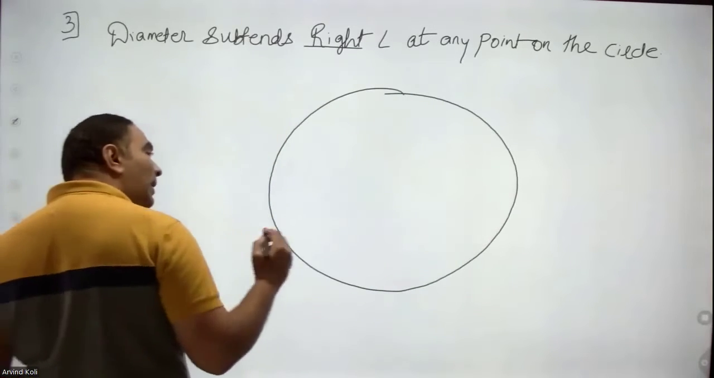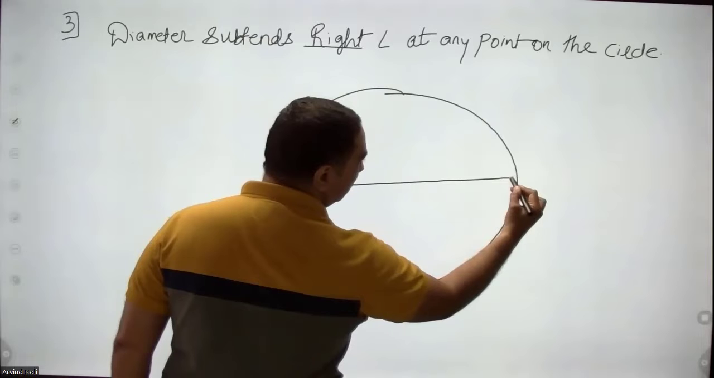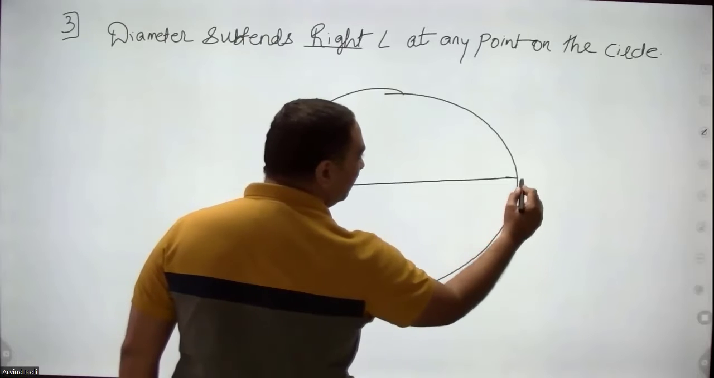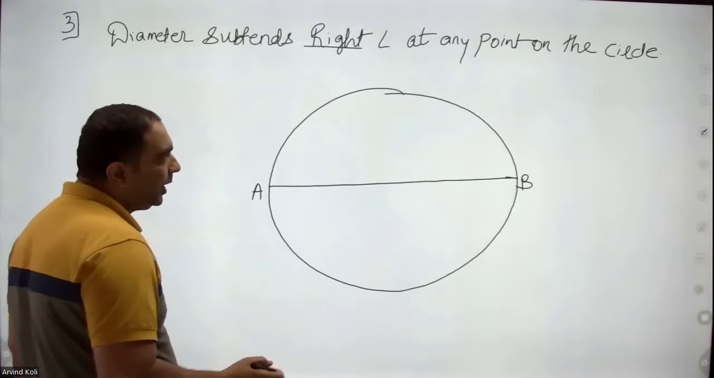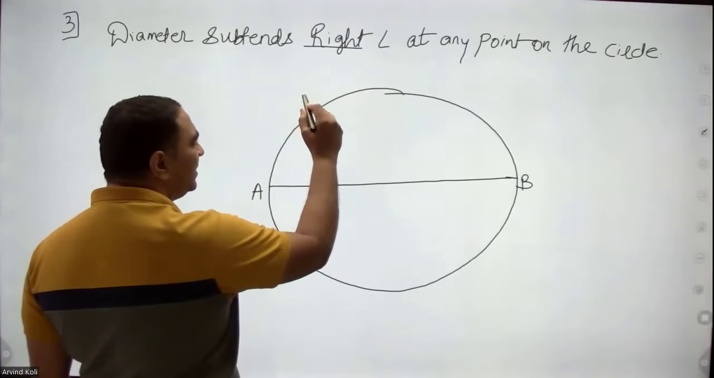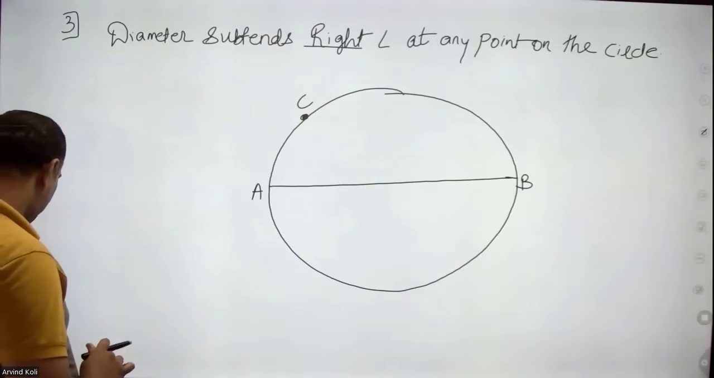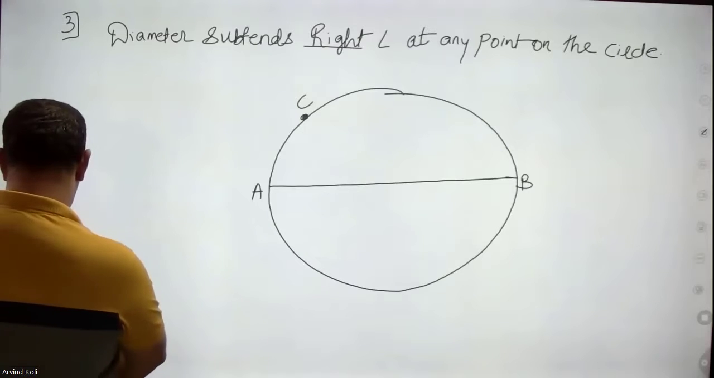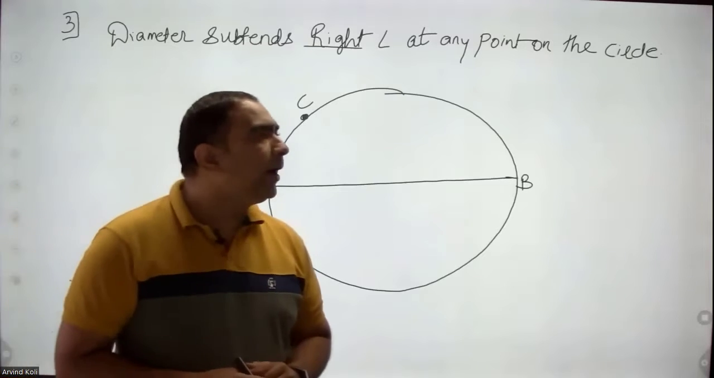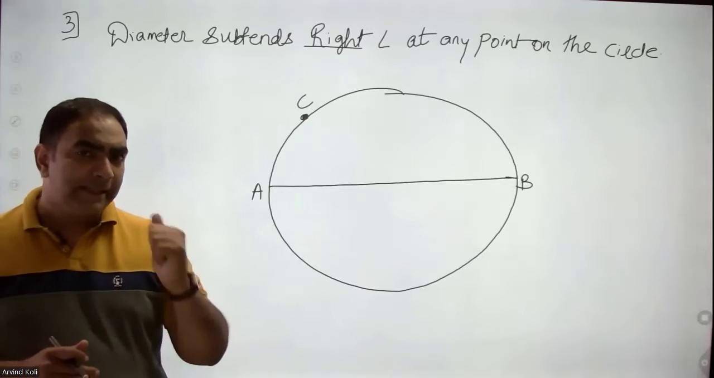ठीक है. Now मान लो यहाँ पे there is this diameter AB. Diameter AB. Okay. Now, any point on the circle, let me take as point C. Then what we can say is that this point C, okay, diameter subtends right angle at any point on the circle. What does the diameter do? Diameter subtends right angle at any point on the circle.